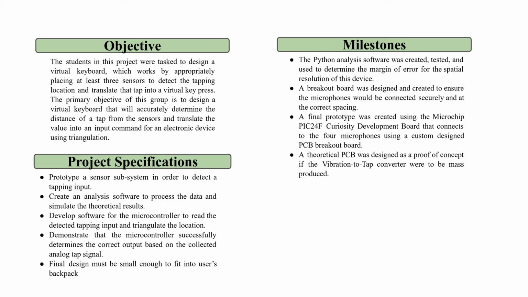The objective of our project was to design a virtual keyboard based on vibration localization, which works by using 3 or more sensors to triangulate a tap and translate that into a key press. Listed below are the 5 project specifications, and here are the 4 milestones we completed.